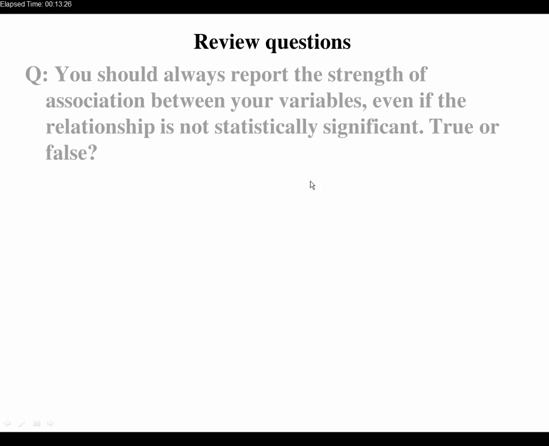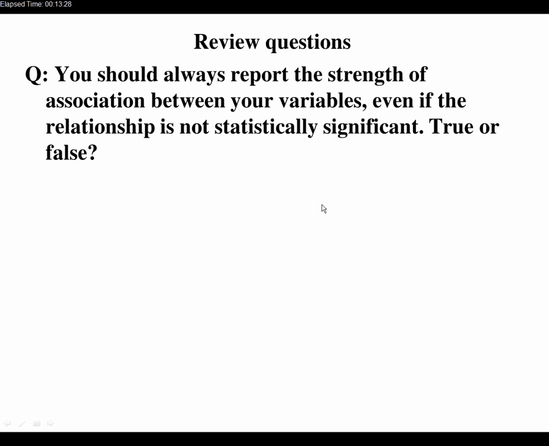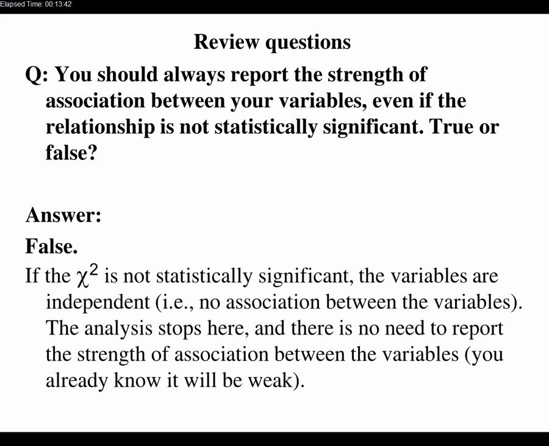Another is, you should always report the strength of association between your variables, even if the relationship is not statistically significant. True or false? That's absolutely correct. False. If the chi-square is not statistically significant, the variables are independent. That is, there's no association between them. The analysis stops right then and there, and there's no need to report the strength of association between the variables. You already know it'll be weak.